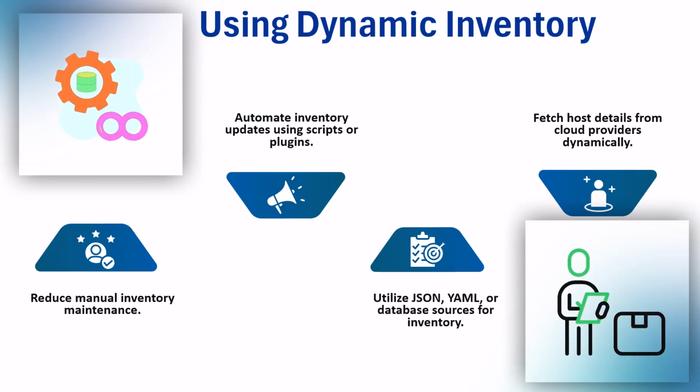Static inventories are like old address books, outdated the moment you write them down. Dynamic inventory. It's like GPS tracking for your hosts. Automating updates ensures we always work with fresh data. Cloud providers love changing IPs, so fetching host details dynamically keeps us ahead. Less manual maintenance means fewer mistakes, and we can use formats like JSON, YAML, or even databases to stay organized.